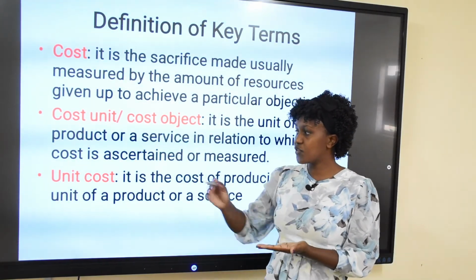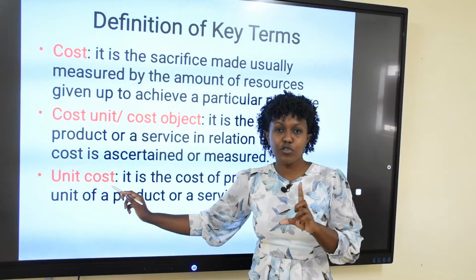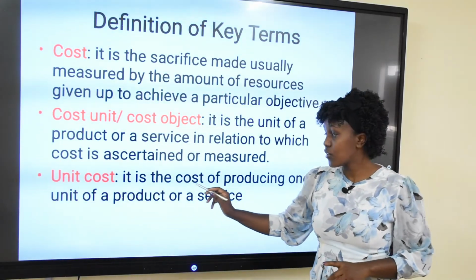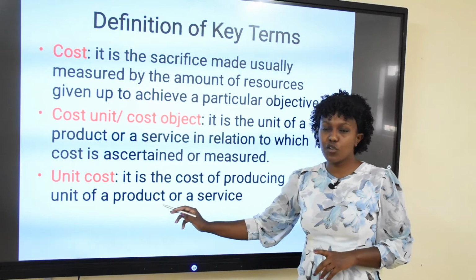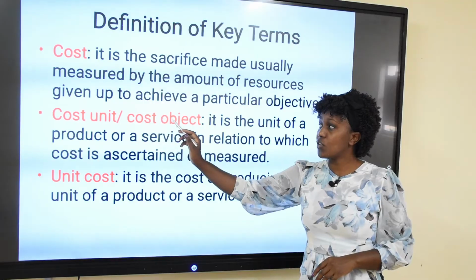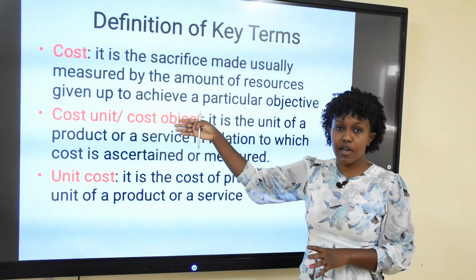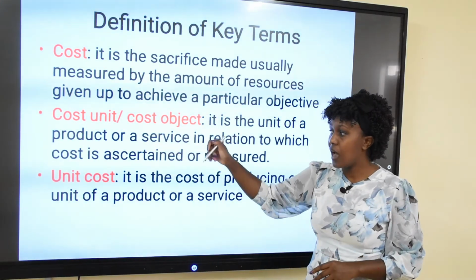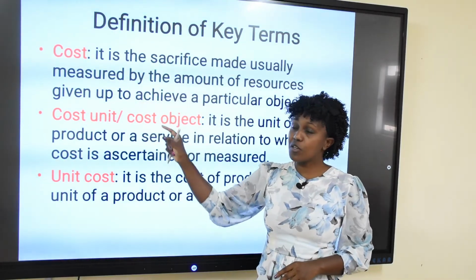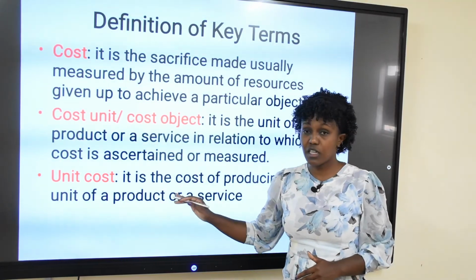Now, how is that different from a unit cost? Unit cost is the cost of producing that one unit. So unit cost, I repeat, is the cost that is used to produce one unit of either the product or the service. And that's the difference: the cost unit or cost object is the object itself, against which cost is measured, while a unit cost is the cost of producing that one unit. These terminologies are going to be very helpful as we carry on with several issues in cost accounting.